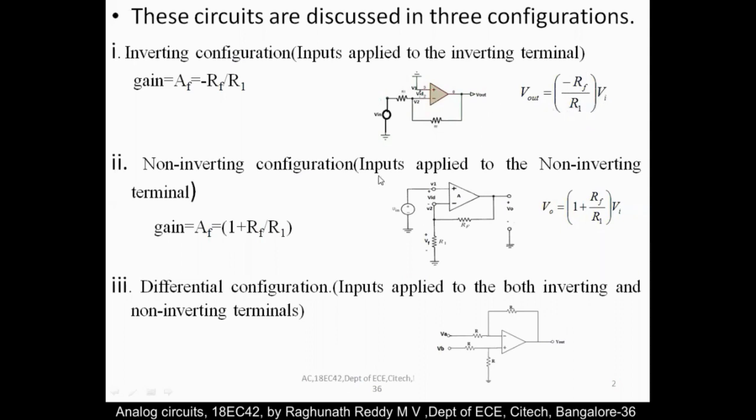Non-inverting configuration means inputs are applied to the non-inverting input terminal, that is Vin is applied to the non-inverting input terminal. Vout equals 1 plus RF by R1 into Vi. And differential configuration means the inputs are applied to both inverting and non-inverting terminals. Here Va is applied to the inverting input terminal, Vb is applied to the non-inverting input terminal.